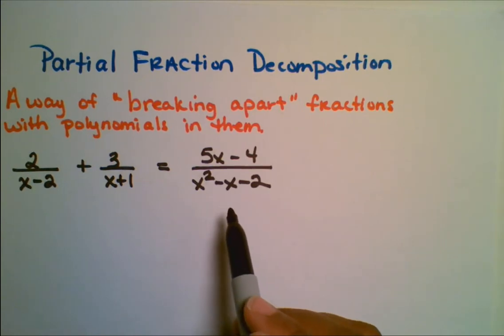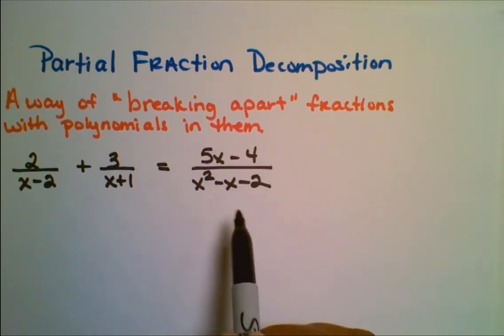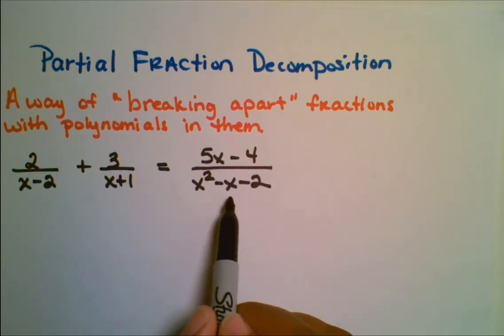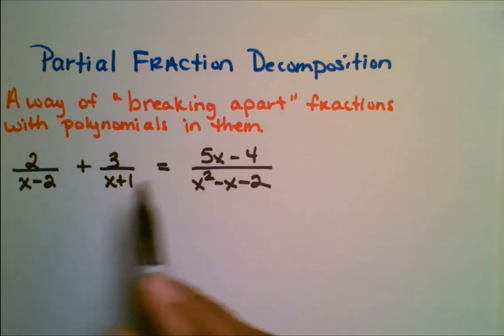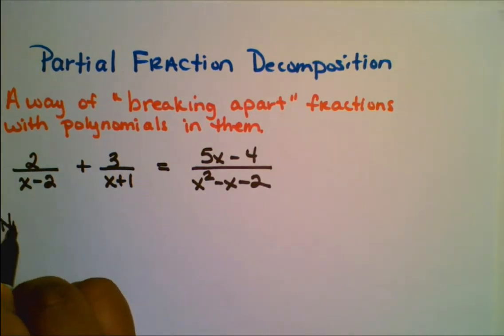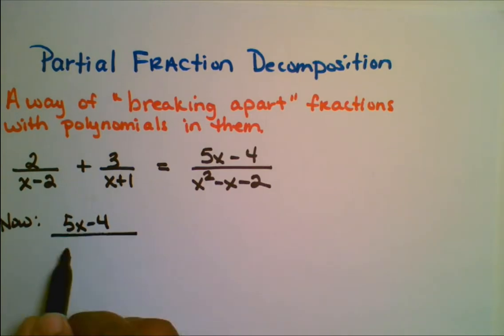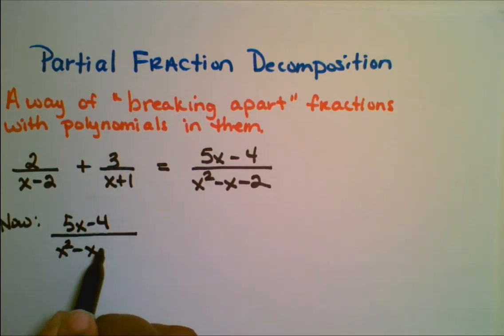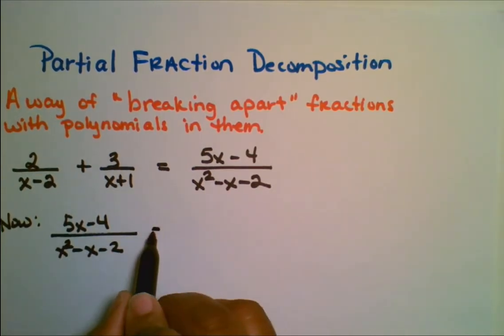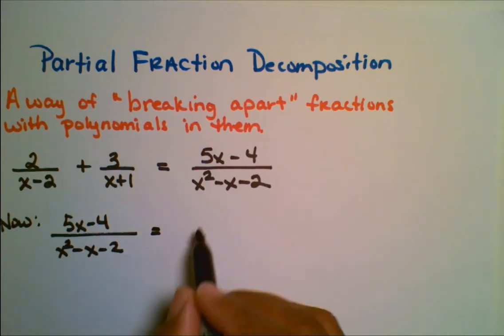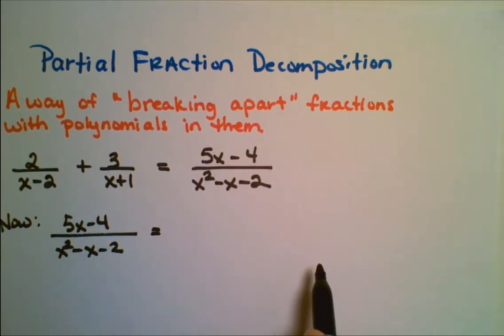Well, with partial fractions, we're going to be working in the opposite direction. What was our answer becomes the question. So this 5x minus 4 over x squared minus x minus 2, we're going to break this down into partial components.